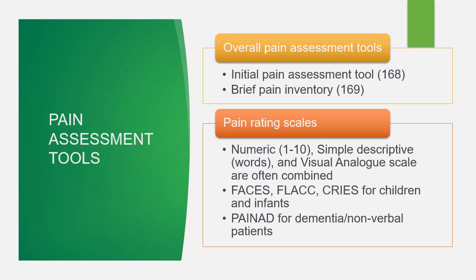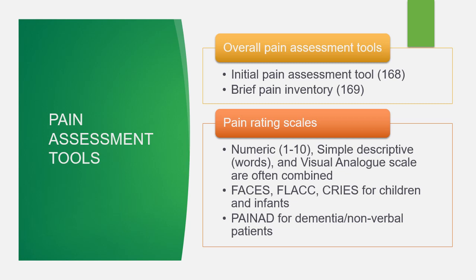So the numeric scale is the 1 to 10. The simple descriptive scale is the words. So it's discomfort, mild, moderate, severe, unbearable. The visual analog scale is the one that gives different degrees of, usually, red. So from like a pale pink, white, or yellow, all the way up to a dark red, and dark red being the worst pain possible.